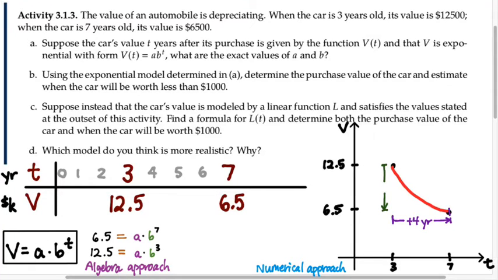So in this problem, they give us another car depreciation example, except that now they've only given us these two data points. After 3 years, the value is 12.5 thousand. After 7 years, the value is 6.5 thousand. And we're supposed to come up with an exponential model for this.